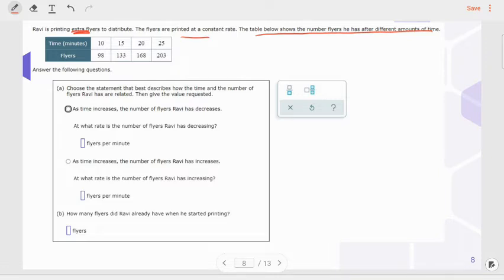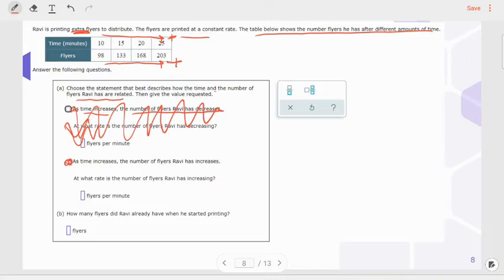So let's look at the first question. Choose which statement best describes how time and the number of flyers Ravi has are related. So here are my options. As time increases, so as time is getting bigger, we're going this way in our table, 10, 15, 20, 25, that's increasing. The number of flyers Ravi has decreases. Was that true? 98, 133, 168, 203. That's not decreasing, that's increasing. So this option is wrong. I'm going to go with this one.